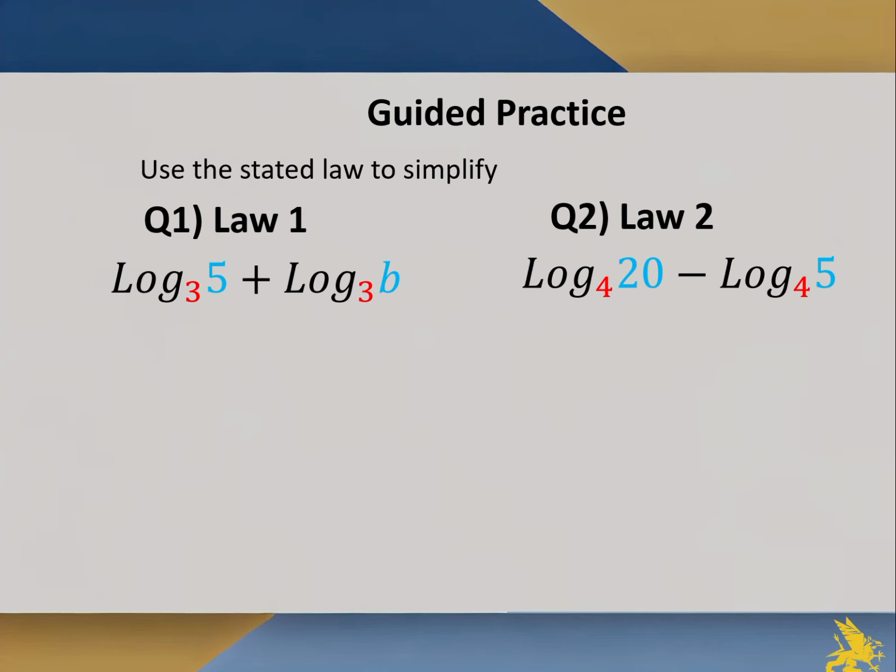Okay, so law 1, we've got log base 3 of 5 plus log base 3 of b. Because we are adding, we are timesing my 5 and b together. Likewise, law 2, we are taking away, the base is the same, so I'm just going 20 divided by 5 equals 4. We know log base 4 of 4 is going to give me 1.